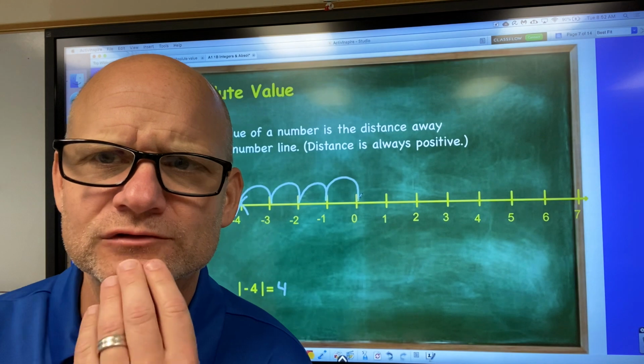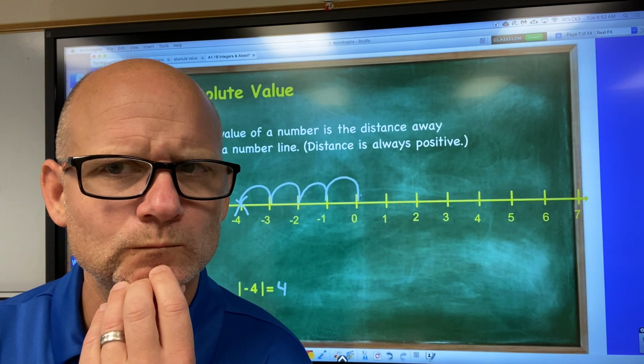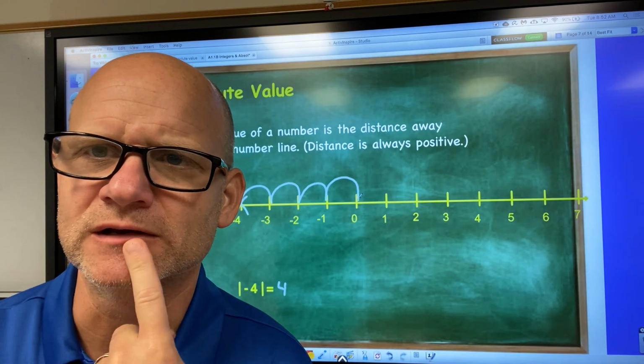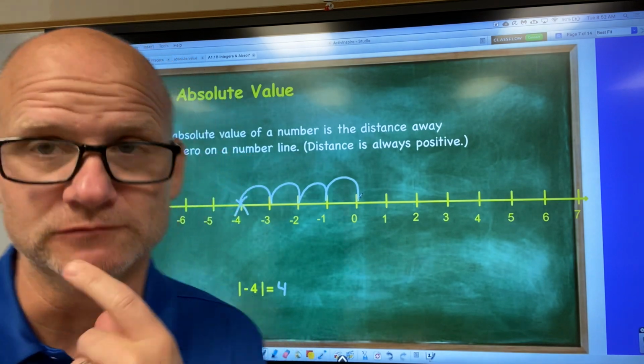So can the absolute value ever be negative then? Let's discuss that tomorrow. Somebody bring it up. How about you, Gianna? Okay, all right, good.